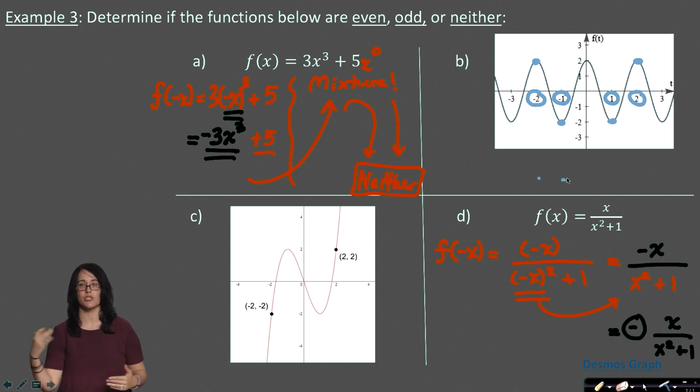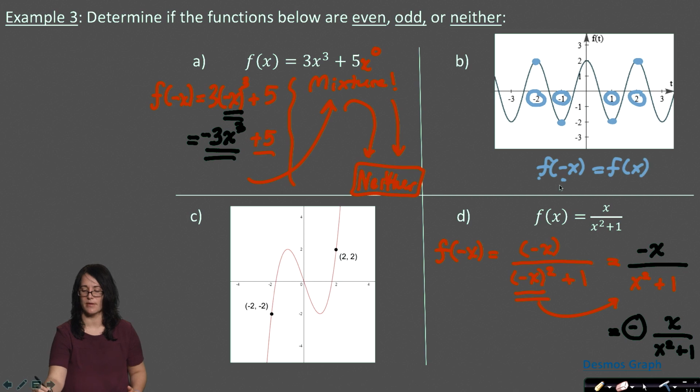So when we notice that changing the x value keeps the outputs the same, that's really saying f of negative x is the same as f of positive x. What did that mean again? That means we have y-axis symmetry, don't we? And you could see that from the graph, right? It's a mirror image about the y-axis.